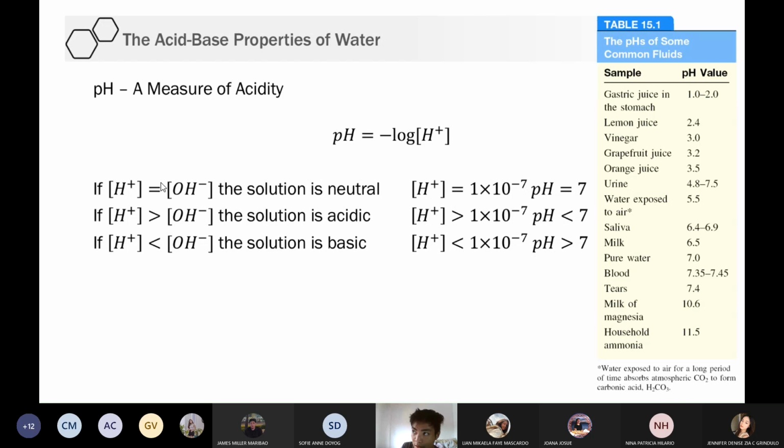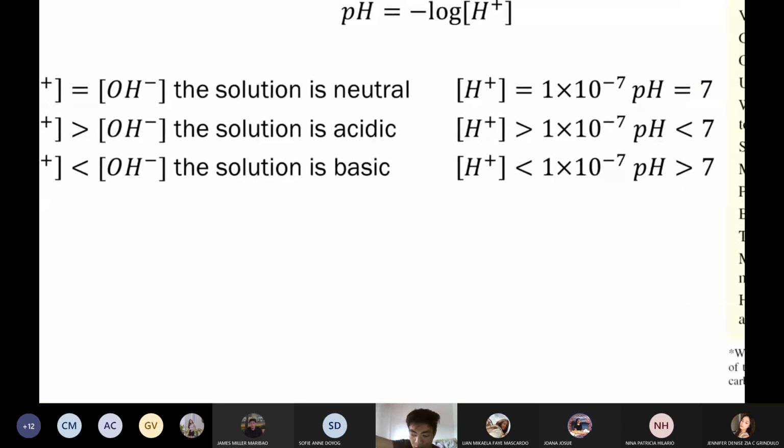kapag equal silang dalawa, the concentration of H plus is 1 times 10 raised to negative 7. Pag itong 1 times 10 raised to negative 7, plinag in mo yan dito, you will get a pH value equal to 7. Ito question, sir, paano naging 1 times 10 raised to negative 7 yan kapag neutral yan? Paano naging ganon? Okay. So, let me give you the calculation. Paano natin nakuha yung 1 times 10 raised to negative 7?